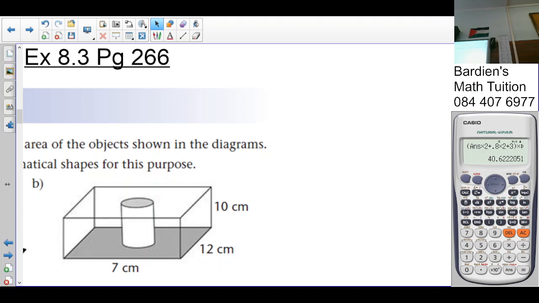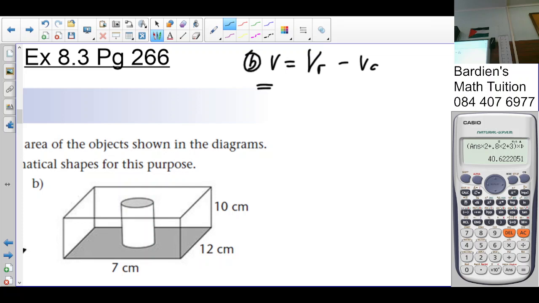So, looking at this here, we're looking at the volume. So it's going to be the volume of the rectangular block minus the volume of the cylinder. Not so. So how do you calculate the volume of this right prism? It is the area of base times height. So what type of shape is this base? A rectangular base. So it's going to be length times breadth. So it's going to be 7 times 12 times 10, minus the cylinder, the volume of the cylinder is pi r squared times height. So it will be pi r.